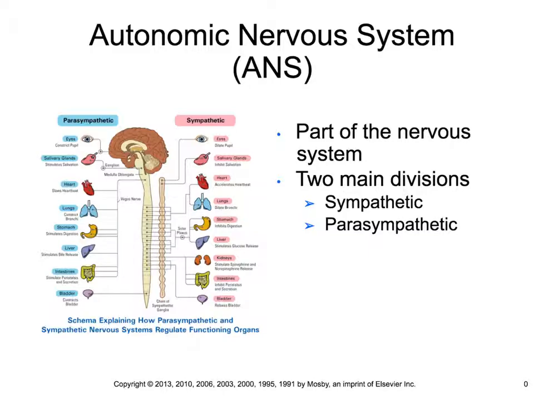So the autonomic nervous system is the part of the nervous system that supplies the internal organs. This includes blood vessels, stomach, intestines, liver, kidneys, bladder, genitals, lungs, pupils, muscles of the eye, the heart, sweat and salivary and digestive glands.